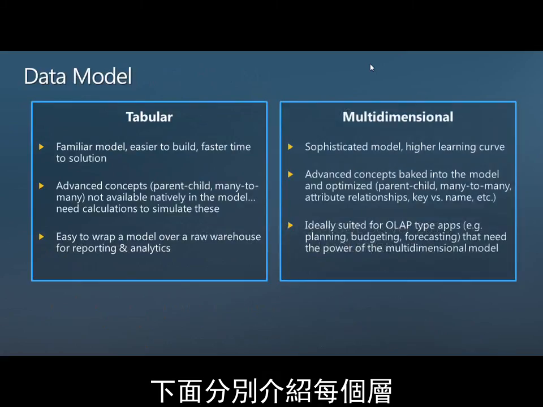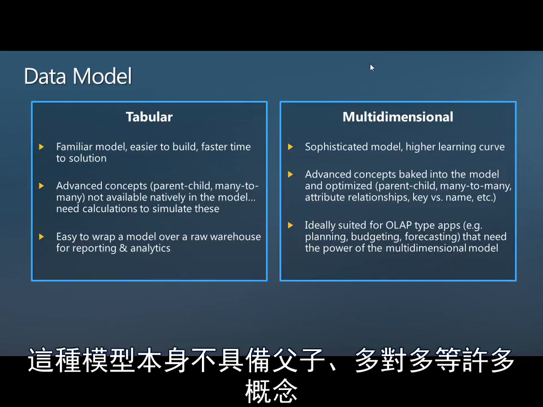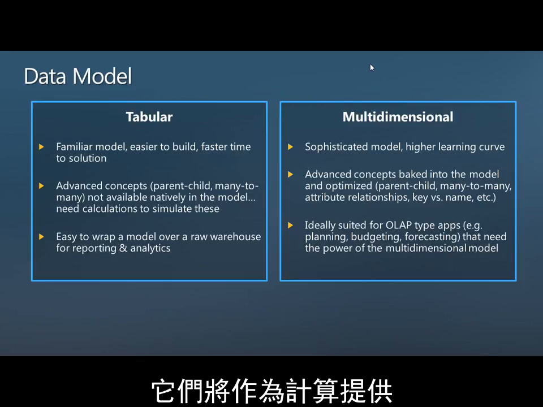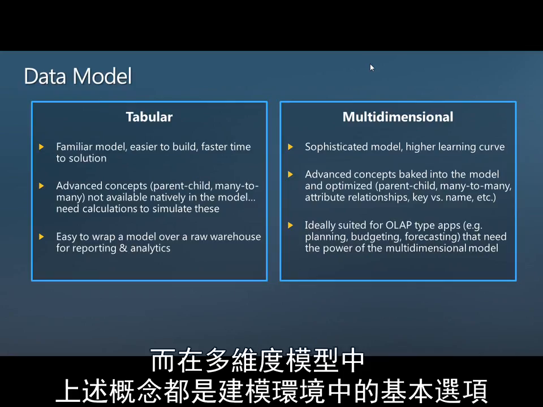All right, let's go through each of the layers. So let's start with the data model. The tabular model is designed to be easier to build and be faster time to solution. A lot of the concepts like parent-child, many-to-many are not available naturally in the model. They are available as calculations. So I can define DAX calculations, which give me, in essence, a similar experience to parent-child dimensions or the many-to-many cross-filtering experience. Whereas in the multidimensional model, these are first-class options available within my modeling environment.